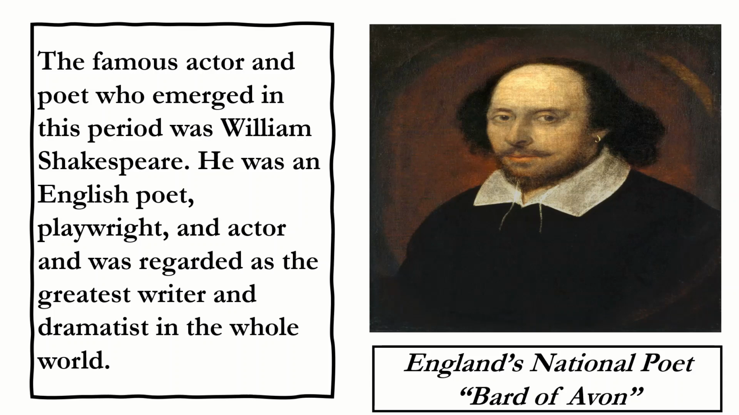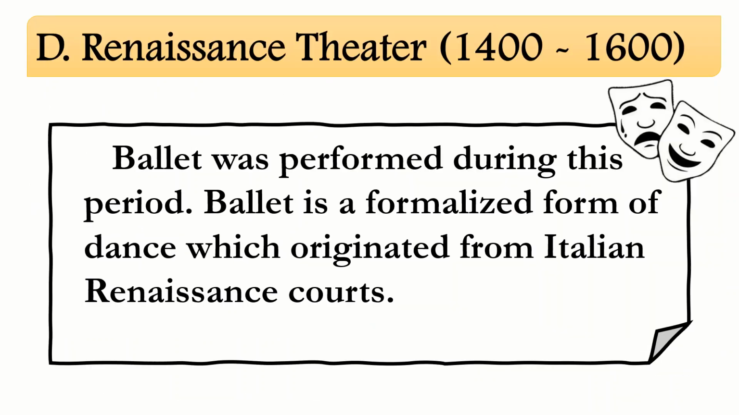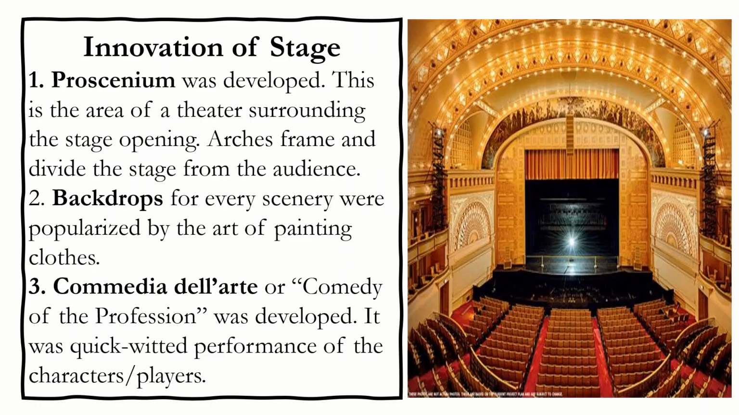His works consist of about 38 plays. Some of these plays were well loved: Romeo and Juliet, Hamlet, Midsummer Night's Dream, Cleopatra, Julius Caesar, Much Ado About Nothing. For the first time, ballet was performed during this period. Ballet is a formalized form of dance which originated from Italian Renaissance courts.